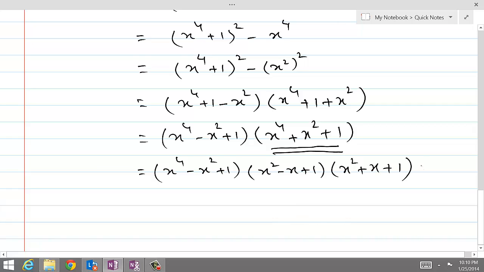So these are the factors for the expressions which can be reduced to the form of a difference of two squares. I'll see you in the next video for a new technique for factorization.